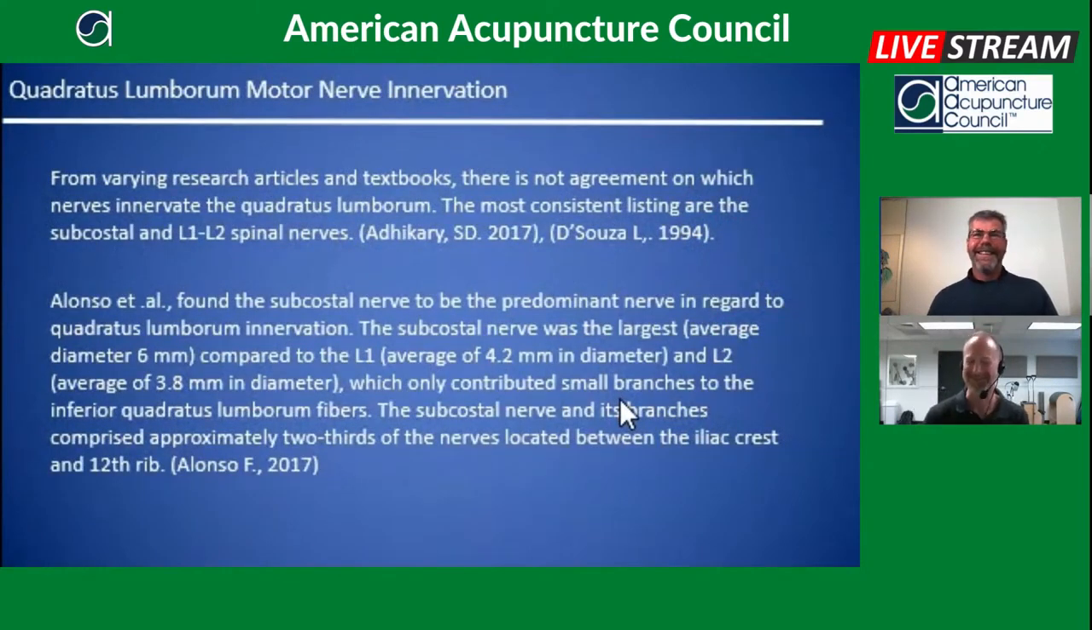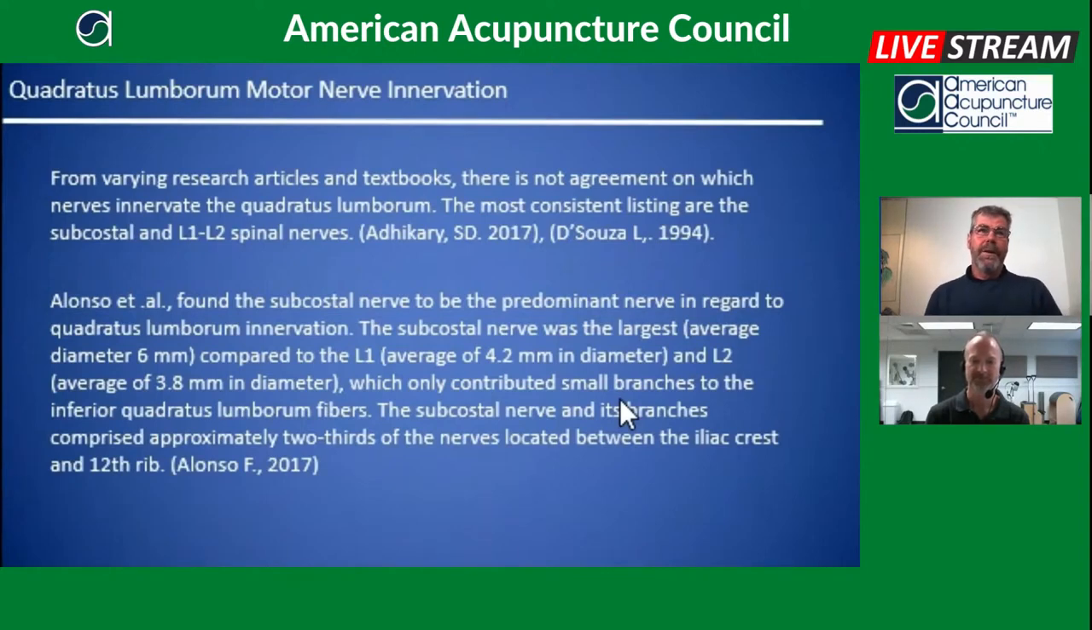Yeah. Pique some interest on it, right? All right, so we're staying within the motor nerve innervation. This is some research that I gathered. It's really quite interesting. I found that across varying research articles and textbooks, there's not agreement on which nerves actually innervate the Quadratus Lumborum.